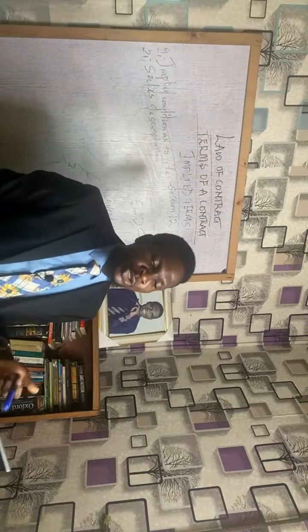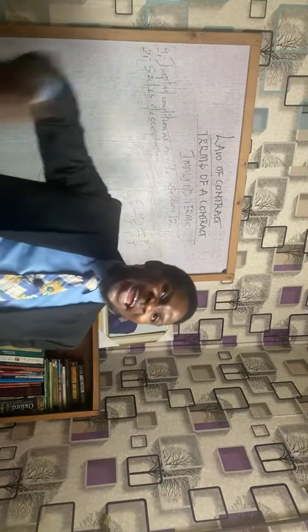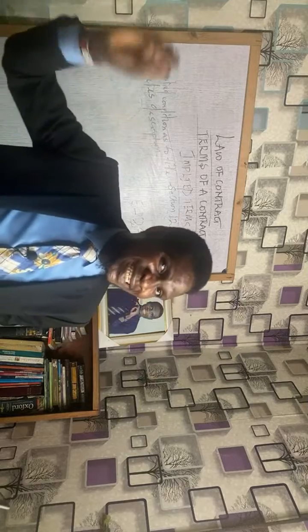So let us go with the note again. By section 13 of the Sale of Goods Act, when goods are sold by what? Description, because that's what we're talking about. Sales by description. When goods are sold by description, there is an implied condition. This is not a warranty, this is a condition.